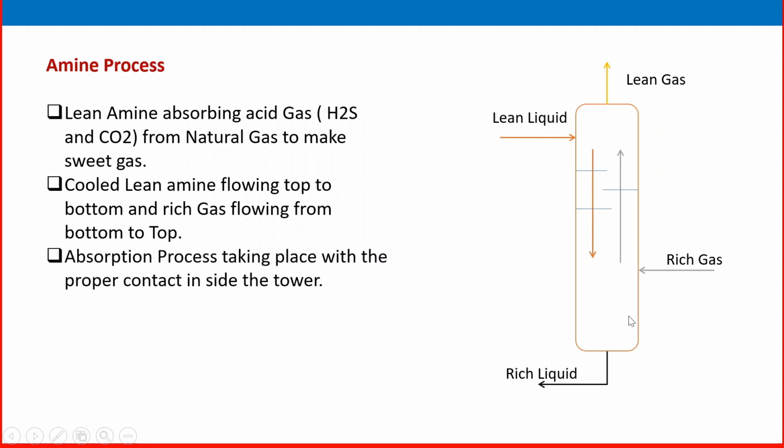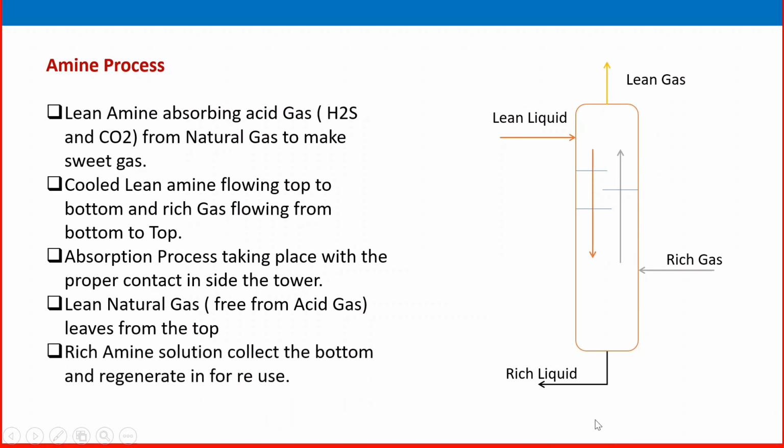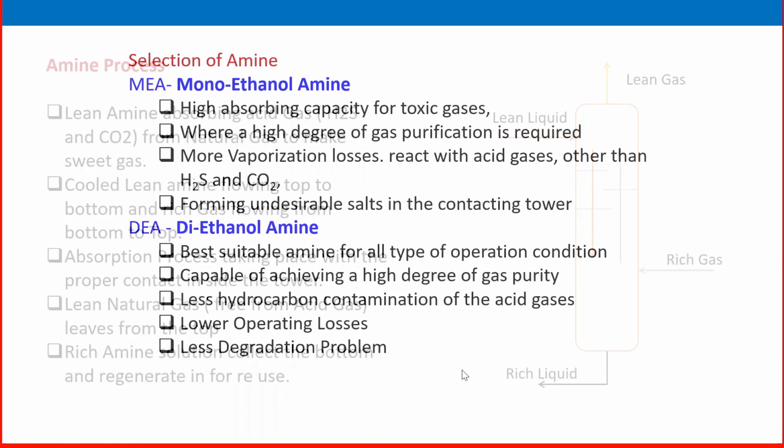The absorption process takes place with perfect contact inside the tower. Lean natural gas is released from the top, and rich liquid leaves from the bottom. The rich amine solution is collected at the bottom and regenerated for reuse. This is the amine process.